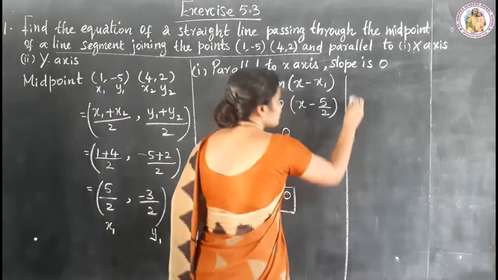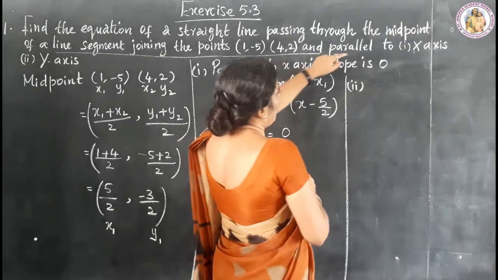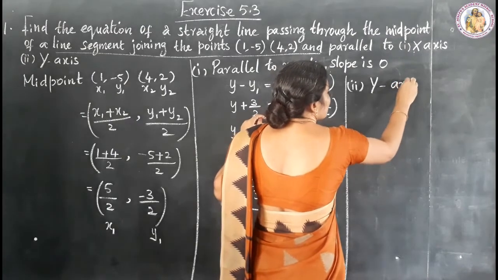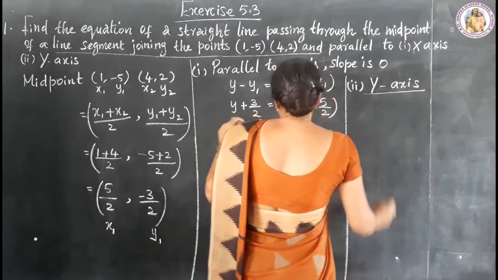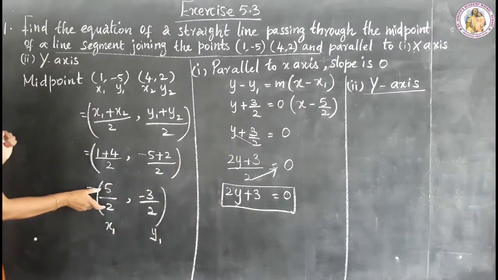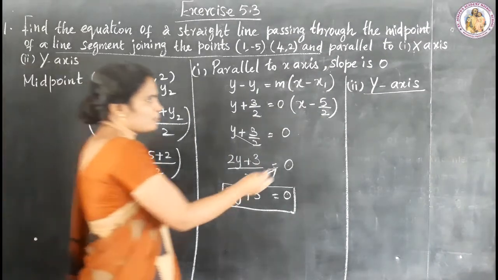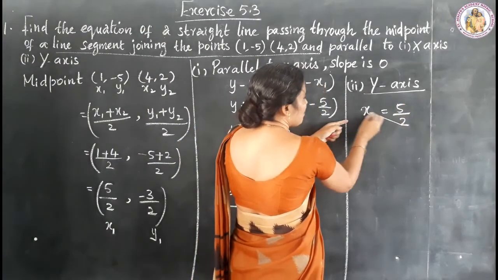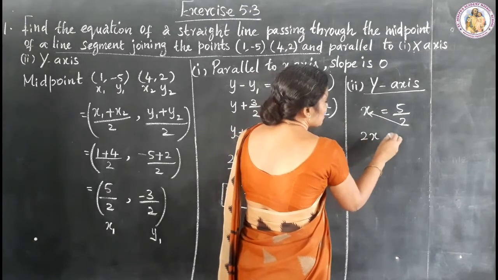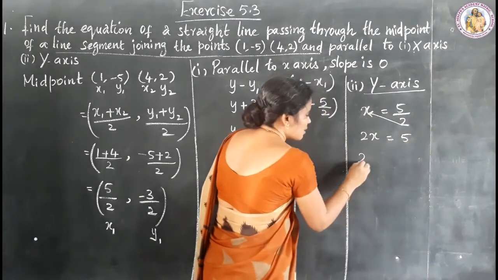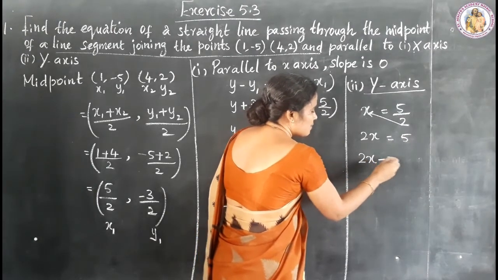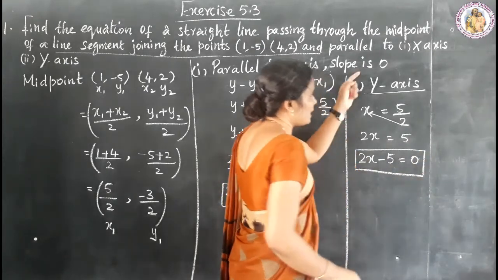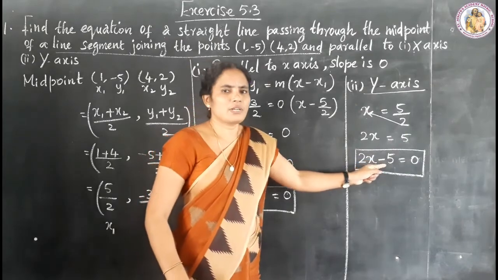And the second part, when it is parallel to y-axis, we have to take the x value, 5 divided by 2. So therefore, when it is parallel to y-axis, x is equal to 5 by 2. Now multiply 2 into x, 2x is equal to 5, and in the next step 2x plus 5, while it comes to the left side it becomes minus 5 is equal to 0. And when the line is parallel to y-axis, the equation is 2x minus 5 is equal to 0.